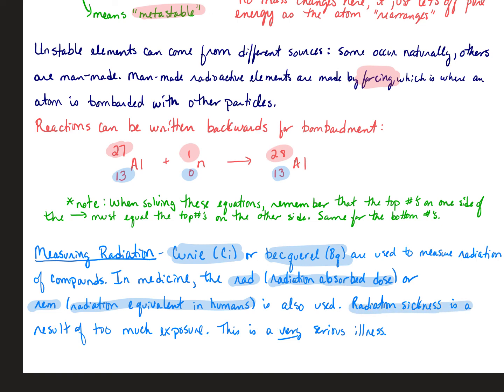Radiation sickness is a result of too much exposure. You can't undo exposure, period, but you can mitigate some of the symptoms and deal with that in different ways. This is a very serious illness that you don't want to have, so again, protect yourself.